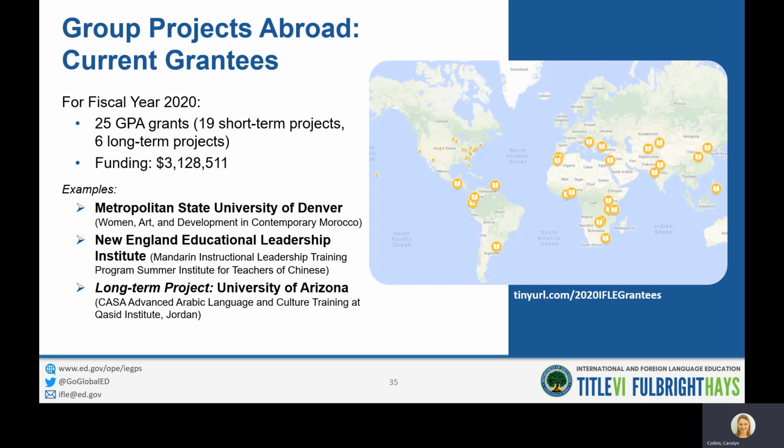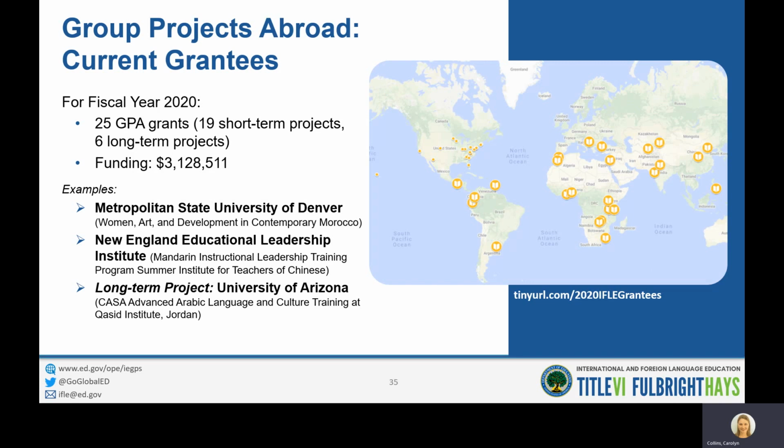A few examples of GPA awards are the ones listed here. The first two are short-term projects, and the last one is a long-term project example to give you a sense of the difference. Metropolitan State University of Denver received a short-term award for their project entitled Women, Art, and Development in Contemporary Morocco. The New England Educational Leadership Institute received a short-term grant for their project called Mandarin Instructional Leadership Training Program, Summer Institute for Teachers of Chinese. And then the University of Arizona received a long-term GPA award to support the CASA Advanced Arabic Language and Culture Training at the Qasid Institute in Jordan.